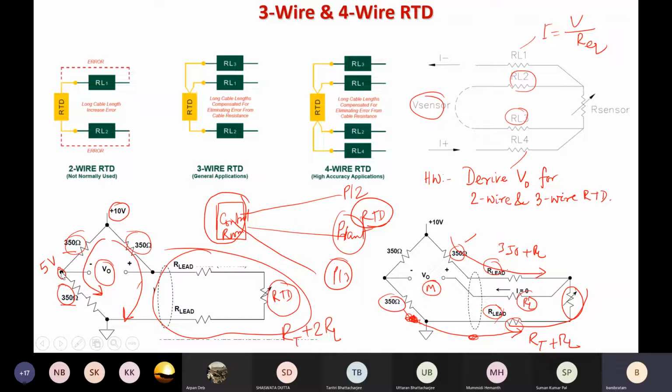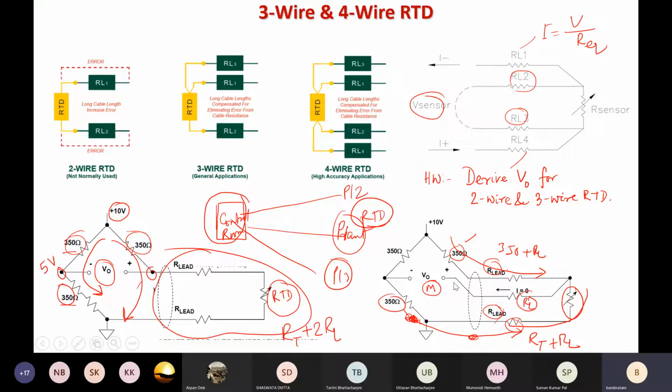So at this node the voltage is 5 volt, whereas at this node, in order to find the voltage, suppose the RTD you can consider 350 ohm, then this lead resistance you can consider some 5 ohm, and then this is 350 ohm. From that you can calculate the output voltage. Or instead of considering R lead some value, you can just consider RL, both equal. This one is also RL, this one is also RL, and from that you can calculate the voltage, and take the difference, this 5 minus this or this minus this. From there you can calculate the output voltage.